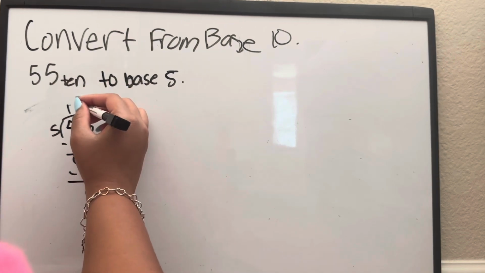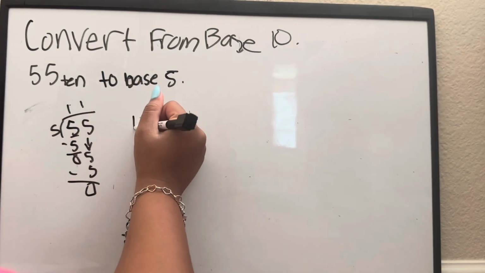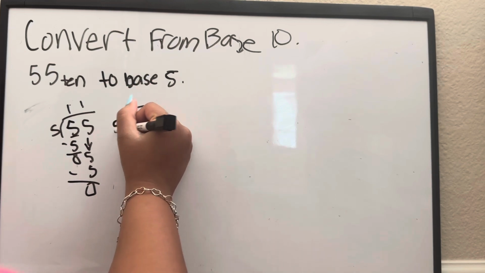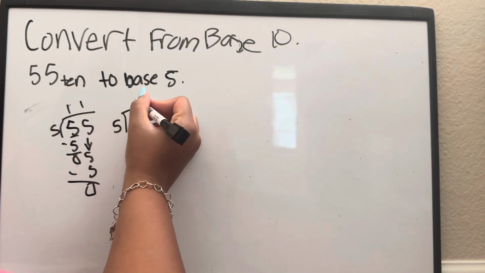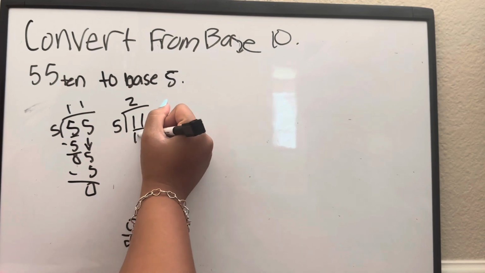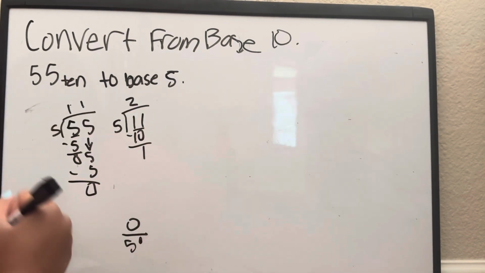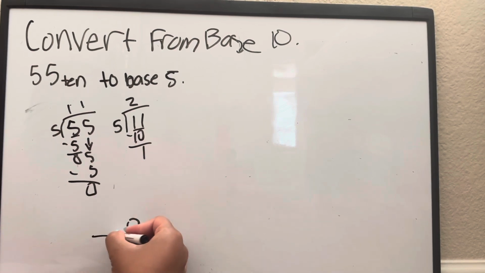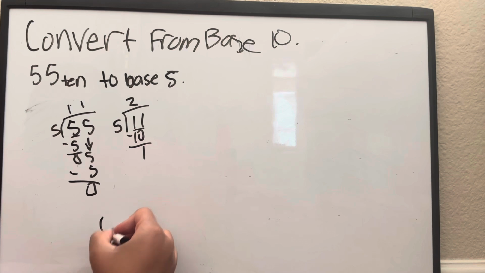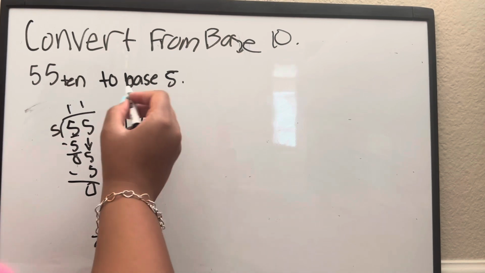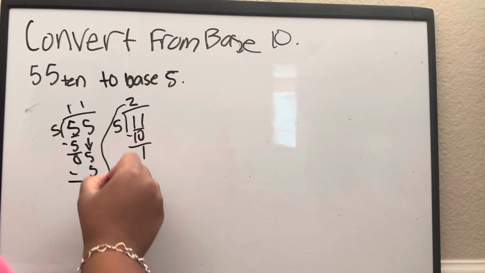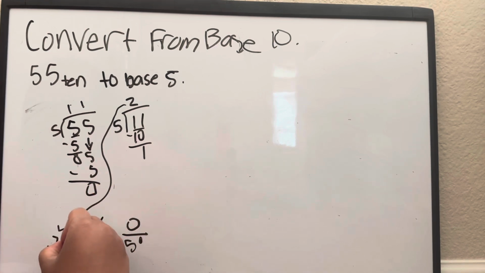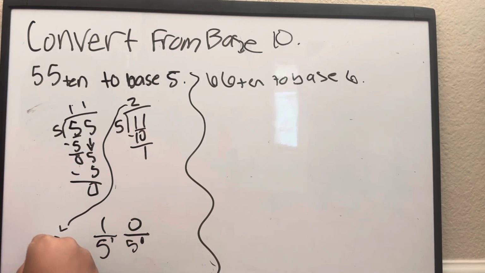Now we're going to take that 11 and we're going to divide that by 5. 5 can go into 11 twice, so 5 times 2 is 10, minus that equals 1. So we're going to take that remainder, and that's going to be our next one, 5 to the power of 1. And then we're also going to take that 2, and that will become our next place value, 5 to the power of 2. So this right here would be our answer, 210.